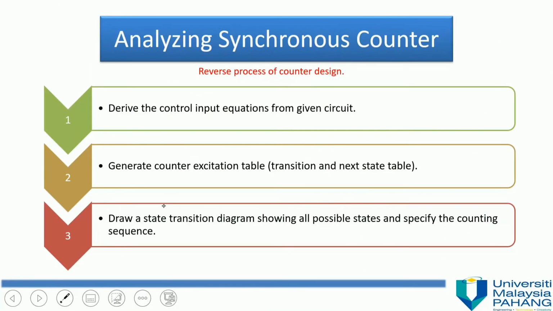Next topic is analyzing synchronous counter. In this topic, we are doing the reverse process of counter design. The steps: derive the control input equations from the given circuit, then generate the counter excitation table, which is the transition and next state table, from the derived equations. Finally, from the table we can draw a state transition diagram and specify the counting sequence.